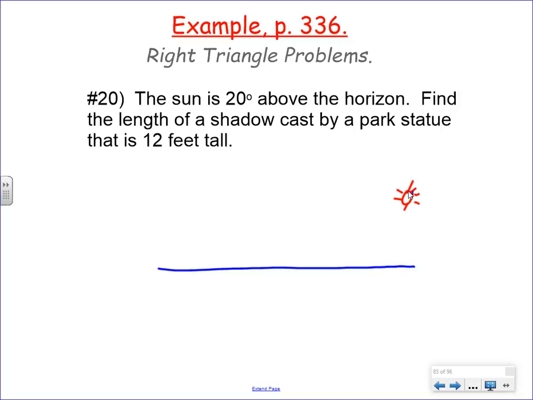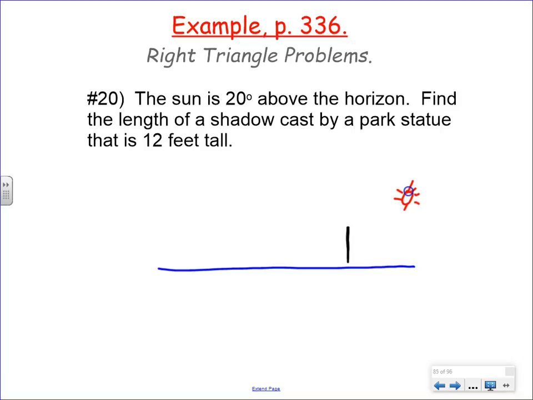Shadow. Where's the shadow? On the ground. If there's nothing else there, it's on the ground, right? Okay, so there's something down here. Shadow. Where's the park statue? Could it be right under the sun? There'd be no shadow, right? Doesn't it have to be off to the side of the sun?